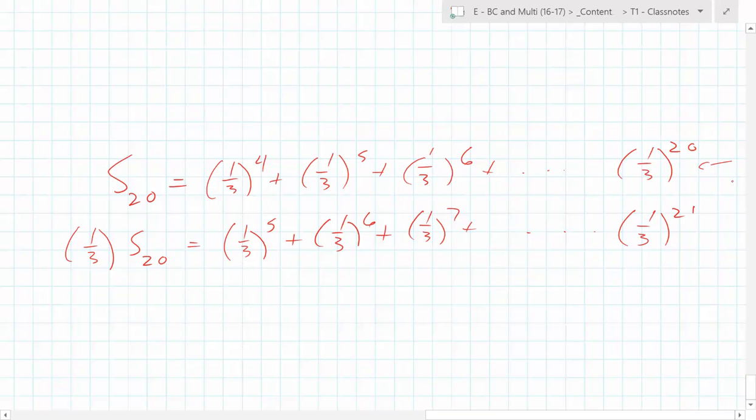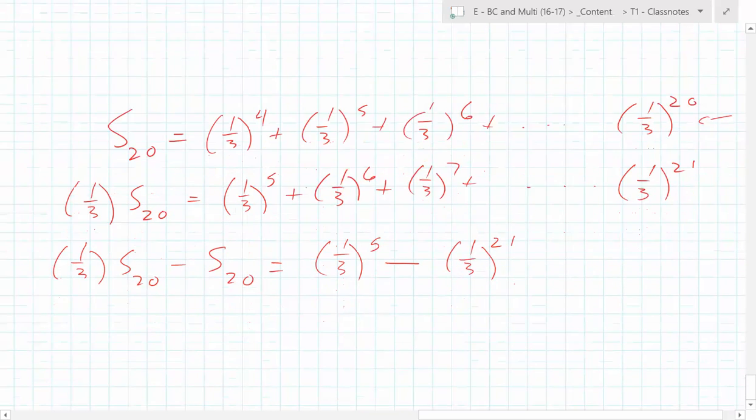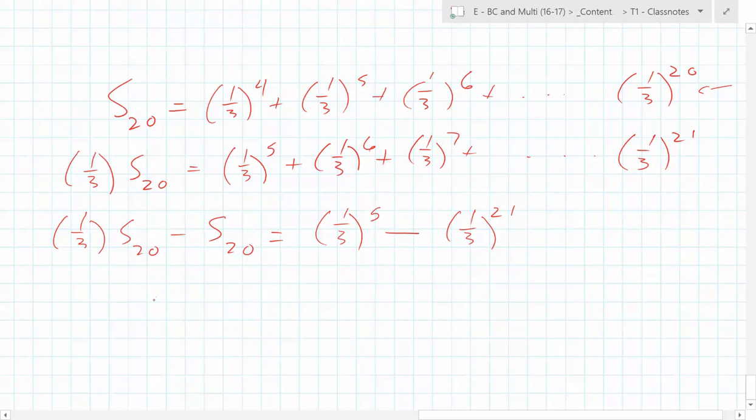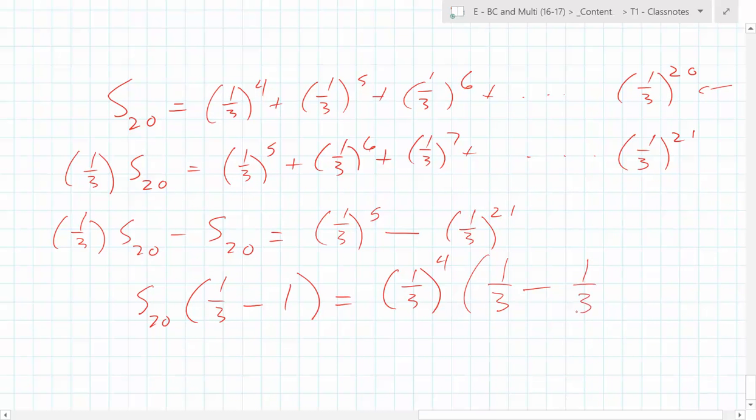And then we subtracted that one from the bottom. So what did we end up with? 1/3 S20 minus S20. What was that equal to? 1/3 to the 5th minus what? The 21st, right? Are we doing okay so far? So then we had S sub 20 times 1/3 minus 1 is equal to 1/3 to the 4th minus what? Oh, sorry, 1/3 to the 5th minus 1/3 to the 21st.